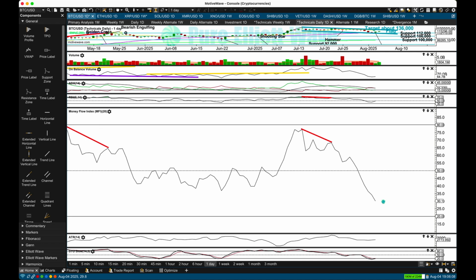place. But because that support area of 112,000 is so strong, because it was previously really strong resistance, I expect that's most likely to hold. I think we have found the low for Bitcoin for the short term.